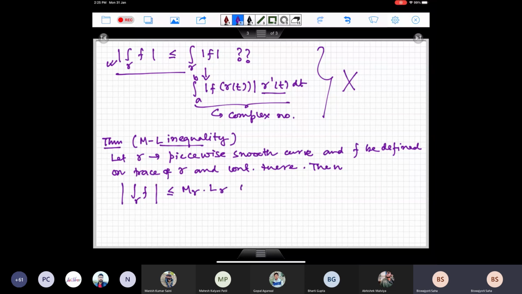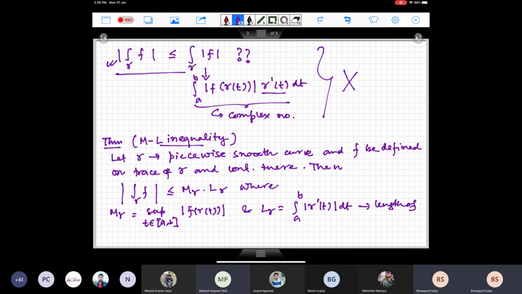So what are M gamma and L gamma? Where M gamma is the supremum over t in the closed interval [a, b] of mod of f of gamma t. That means the supremum of f on the trace of gamma. And L gamma is the integral from a to b of mod of gamma prime t dt. If you remember, we had told in the beginning, this is nothing but the length of gamma. In the last class I had mentioned this.